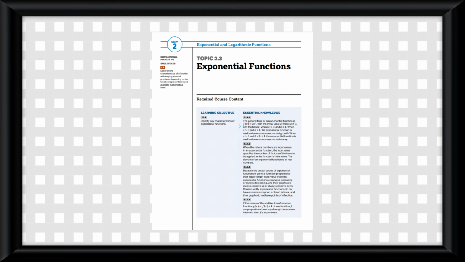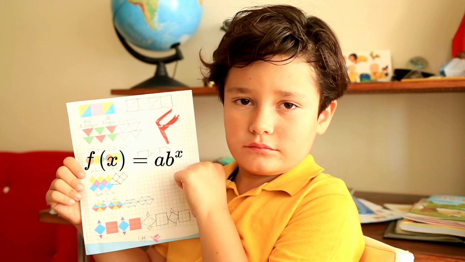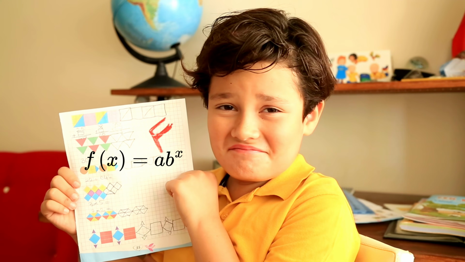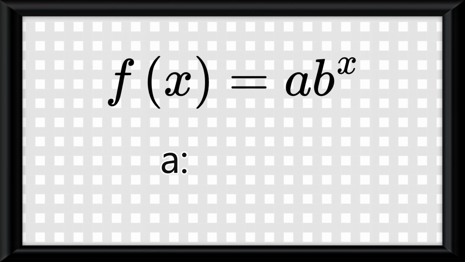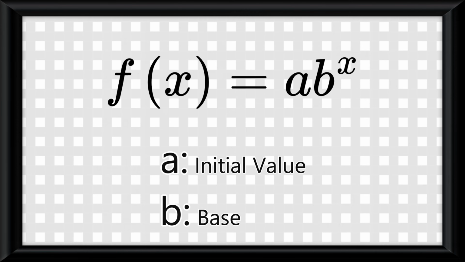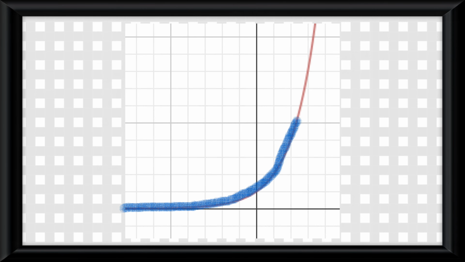Topic 2.3 is all about exponential functions and their properties. Lots of students seem to struggle with exponential functions in math. So to those kids I say, they really aren't that bad, just wait till we get to log functions. But anyway, we already know the skeleton equation to an exponential function is f of x equals ab to the power of x, where a is the initial value and b is the base. And take a look at the graph. It's a curve that keeps curving.